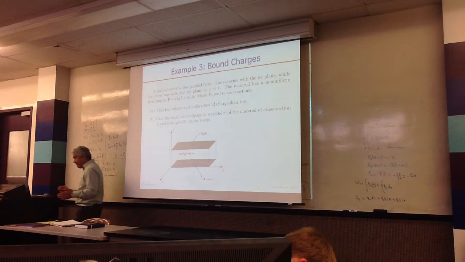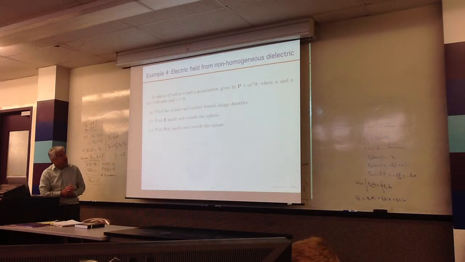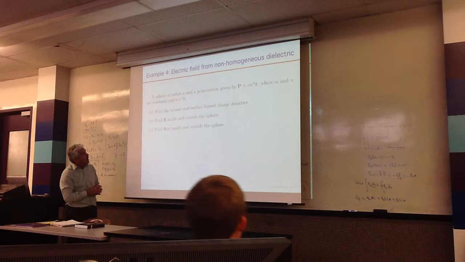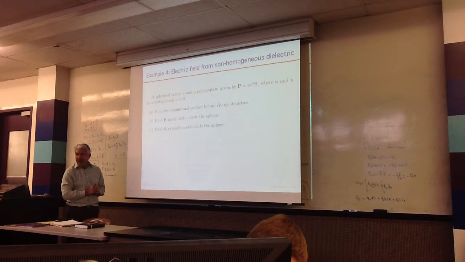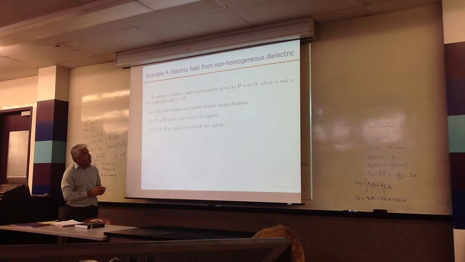Okay. Let's move on to a sphere. I'm just going to outline this because it's not too hard to do, but we don't have too much time to do it in detail. So you have a sphere of radius A that has a polarization given by this, and it's a radial polarization. Alpha and n are constants, and n here is a quantity greater than zero. So you have to find the volume and surface bound charge densities. Again, you have to do this with the formulas that we have. And then you have to find E inside and outside the sphere, and then find V, the potential inside and outside the sphere.